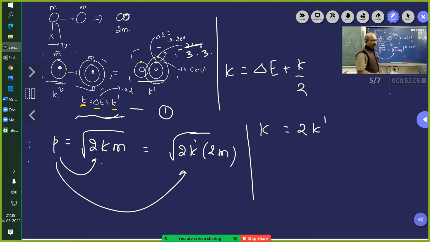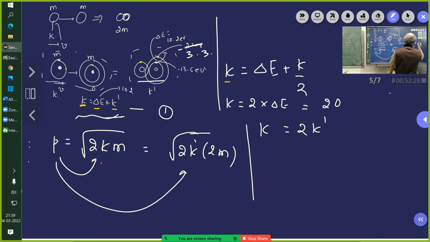Are you with me? So what we had to find out was k. If you pull this k this side, it will again become k by 2, and therefore k will be equal to 2 into delta E. Delta E we found out to be 10.2, so into 2 becomes 20.4, 20.4 electron volts. What is this?